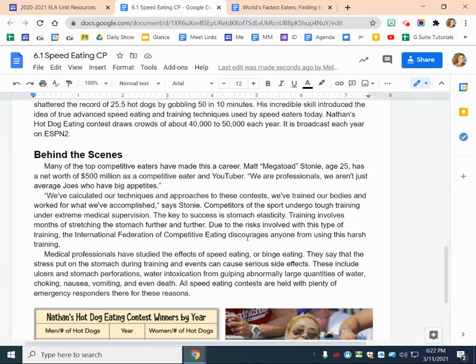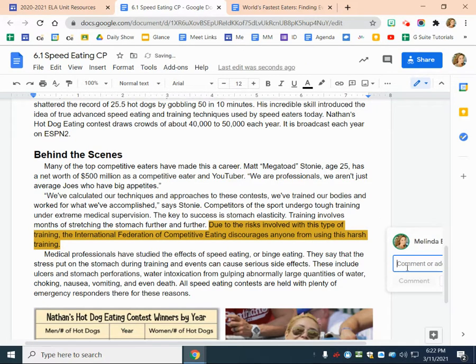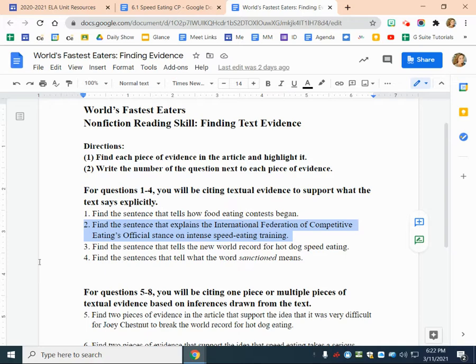So this is their stance. Their stance is their opinion, okay? What they believe. And so they believe because it's dangerous, they discourage the eaters from training this way. So highlight that last sentence, and you're going to number that one number 2. See how that's explicit? It's right there in the text. We don't have to make any inferences.